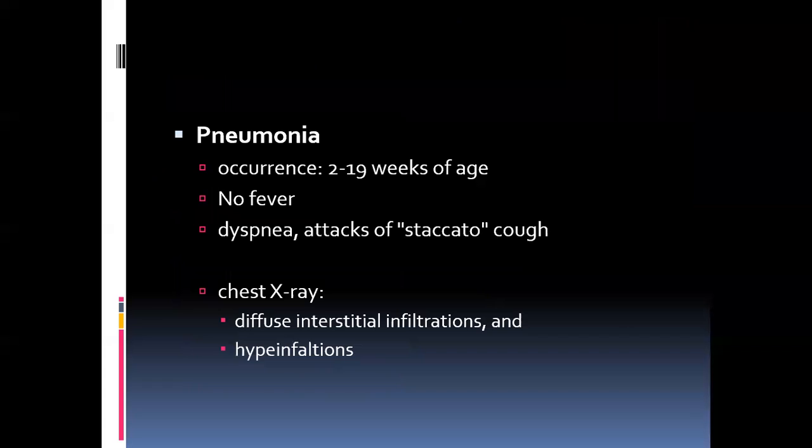The other manifestation that can be caused by Chlamydia is pneumonia, which can occur at 2 to 19 weeks of age. The patient develops no fever, but develops dyspnea and attacks of cough. On chest X-ray, there is diffuse interstitial infiltration and some hyperinflation.